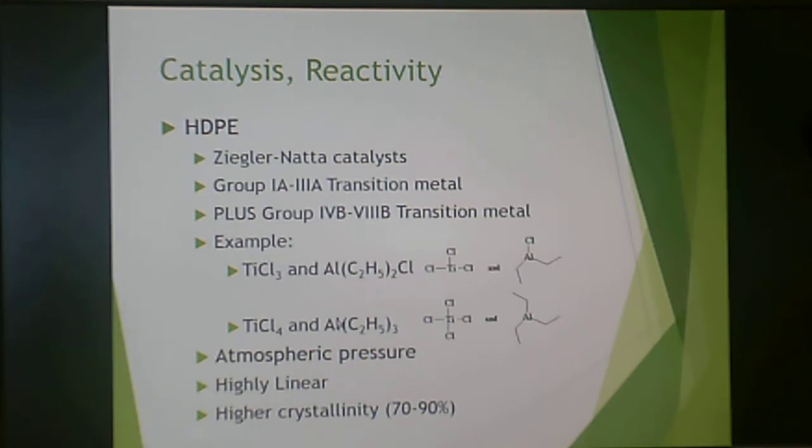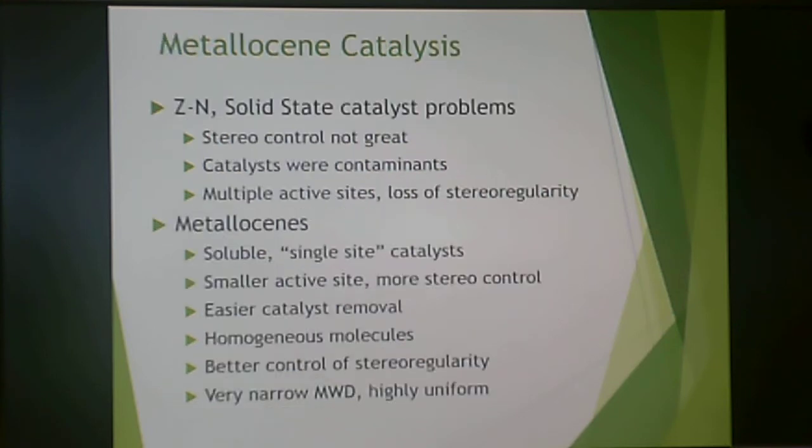This is done at atmospheric pressure, and this produces a highly linear, highly crystalline product, so 70 to 90% crystallinity. So if you ever hear low pressure polyethylene, this is the low pressure or high density polyethylene. Ziegler-Natta and solid state catalysts do have some problems, and that's why the metallocenes were invented. Some of the stereo control is not great, and that's not as important for polyethylenes, but it is for polypropylene. And these catalysts also produce contamination.